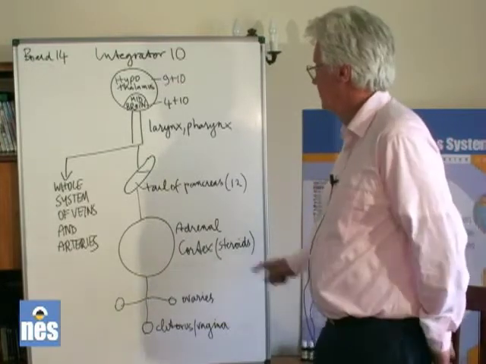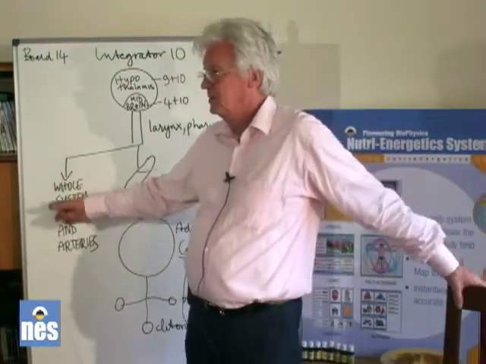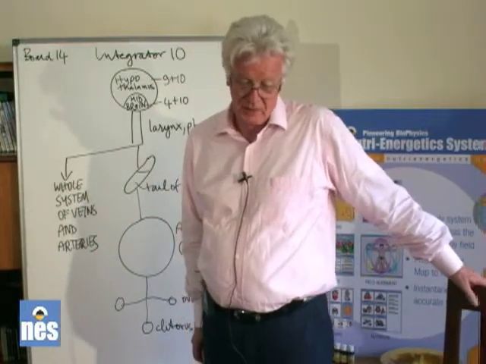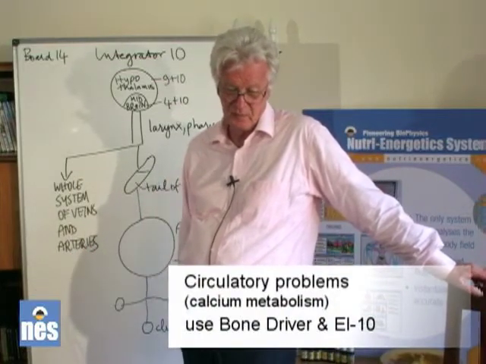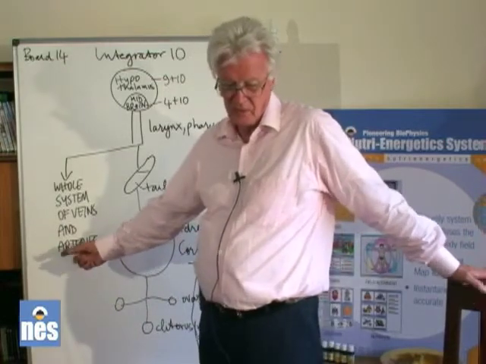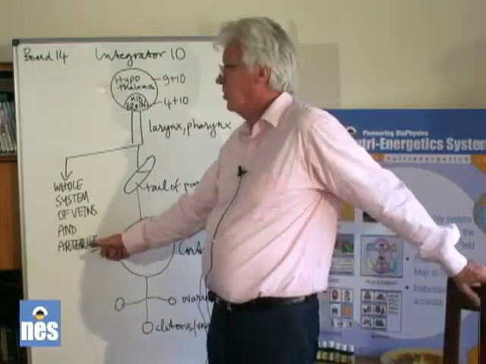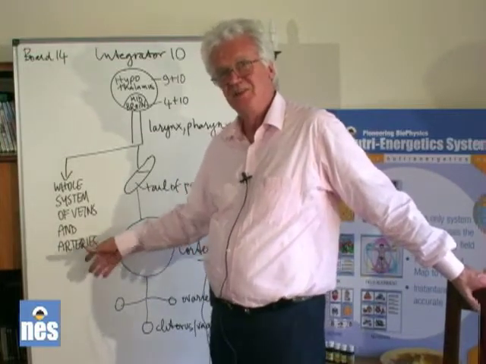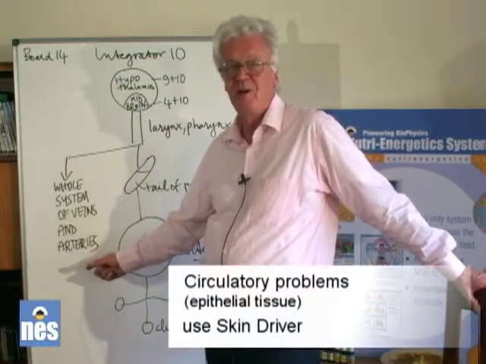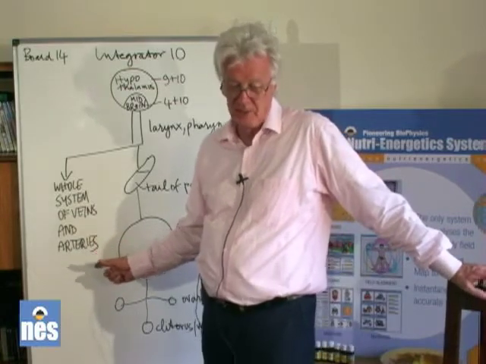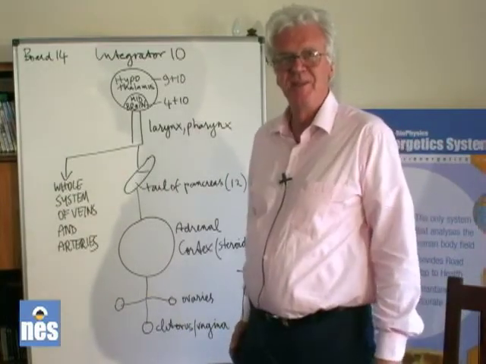The rest, this is a whole huge area of circulatory diseases. And when you get circulatory diseases, there's several things go wrong. One of them is calcium metabolism. To correct that, we're looking back to bone driver as the prominent one. For clots and that sort of thing, we're looking at energetic integrator 7 and liver driver. And for the epithelial tissue, which is so prominent around the inside of all the circulatory system, we're looking at skin driver. Remember, skin driver should have been called epithelial driver. Now, that's quite enough information there for you to use integrator 10 correctly.